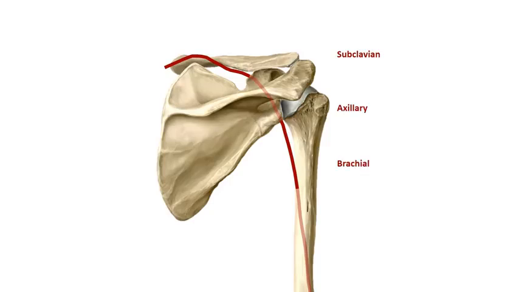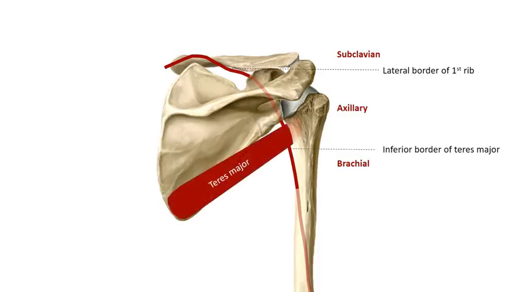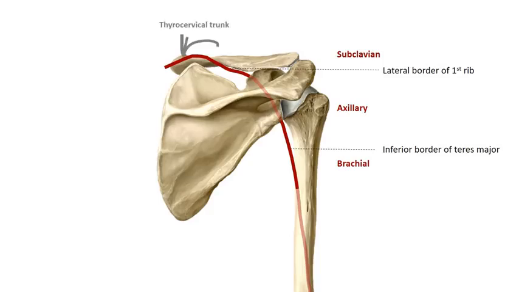The defining boundary between these portions are the lateral border of the first rib and the inferior border of teres major. This continuous artery has several branches which will anastomose with each other. Let's add them now. Originating from the subclavian, we have the thyrocervical trunk. This gives several branches, one of which is the suprascapular artery.